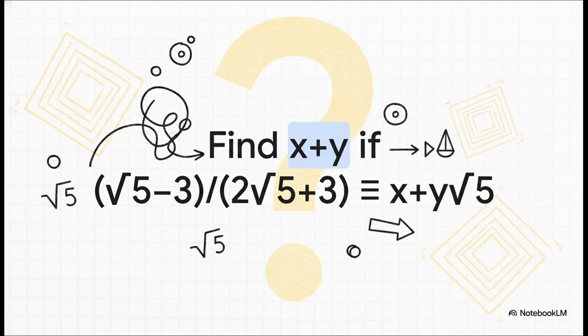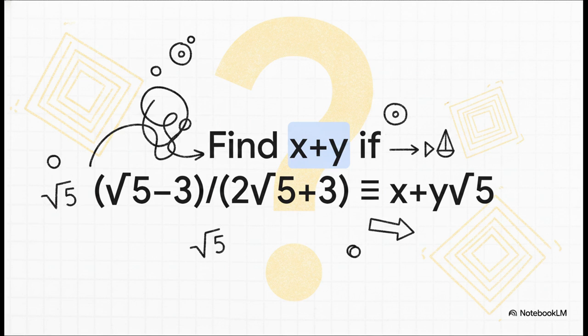Okay, here it is. WAEC Further Mathematics 2025, question 1. It reads, if (√5 − 3)/(2√5 + 3) is identically equal to x + y√5, find the value of x + y. The options are A, −9/11, B, 10/11, C, 19/11, or D, 28/11.